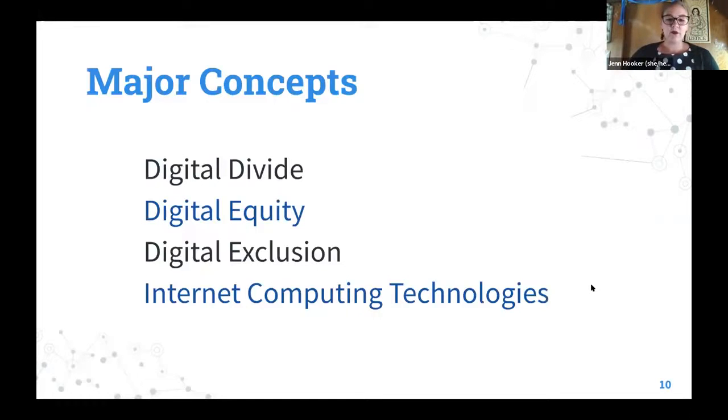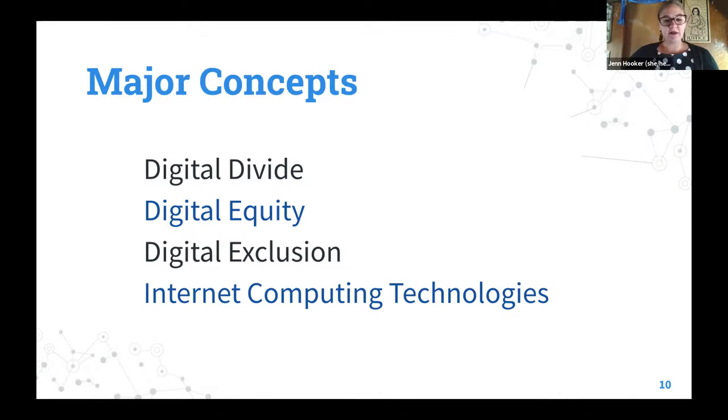Moving forward, we will be covering the following topics, and I would like to make sure that we all have a common definition of these phrases. I've already covered the digital divide. Digital equity is the condition in which all individuals and communities have the information technology capacity needed for full participation in our society, democracy, and economy.